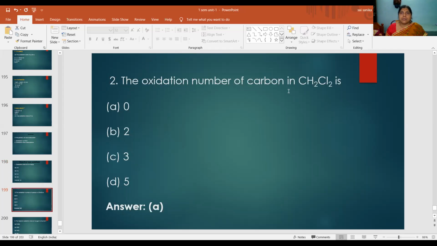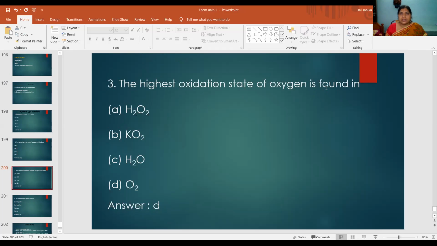Next, the oxidation number of carbon in CH2Cl2. So here, carbon you don't know, X, 2 into +1, 2 into -2. What is the answer? +2 -2, 0. So the oxidation state of carbon in CH2Cl2 is 0. Okay. Then next, the highest oxidation state of oxygen is found in. So you have to calculate the oxidation states of all elements. Which one is highest? You have to find out.